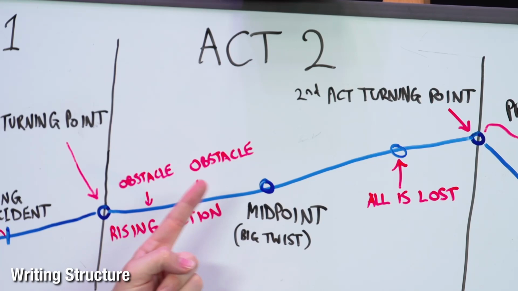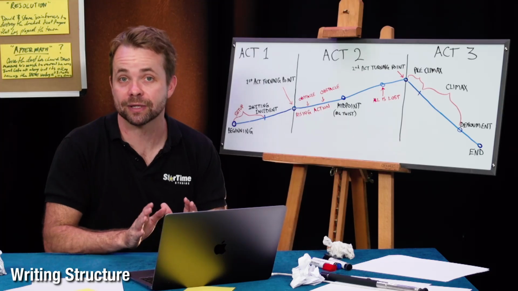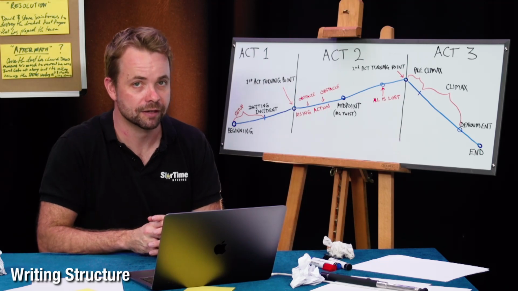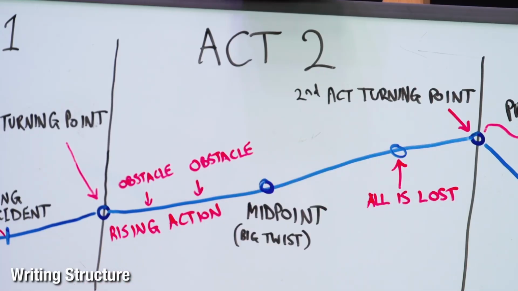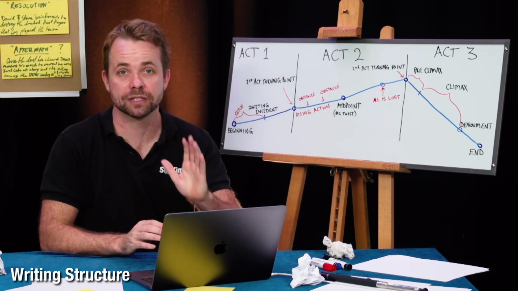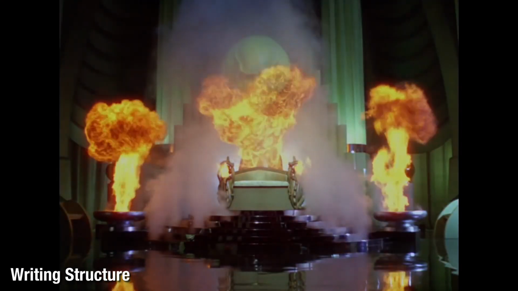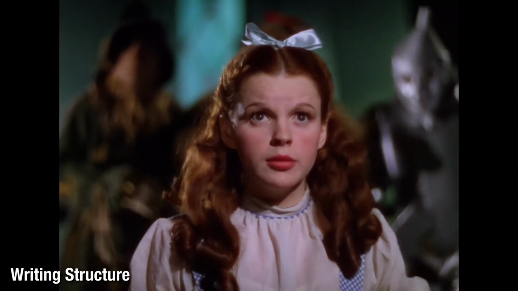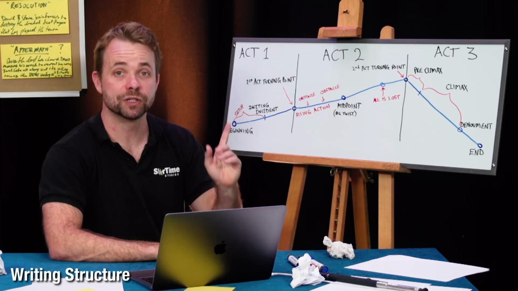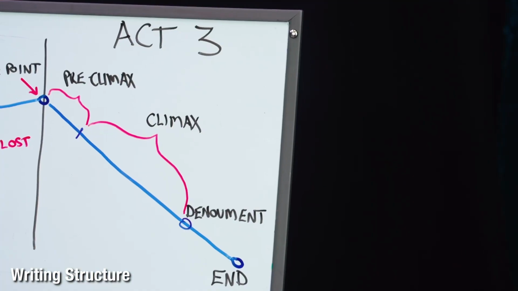Then there's the midpoint, where the stakes are raised and we see our main character face conflicts and challenges that show their true capability. Followed by this is the second act turning point, where we see our characters at their lowest. All hope is lost and their goal seems completely out of reach. The wizard gives our heroes the dangerous task of obtaining the broom, and then Dorothy is kidnapped by the witch. Which brings us to the third and final act.